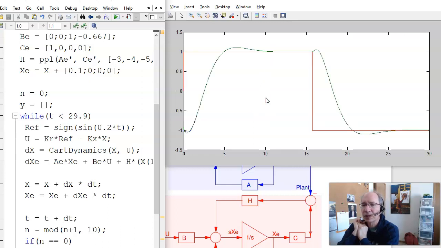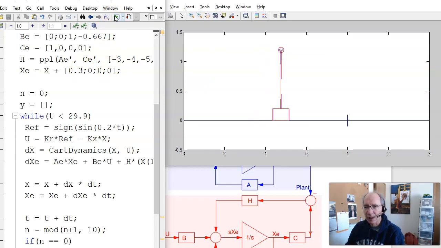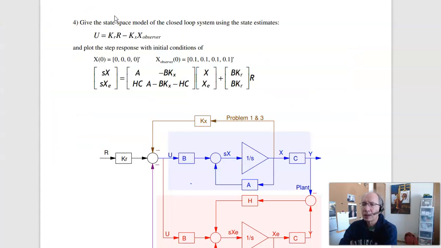So this is behaving pretty well. I want to make the error a little bit bigger. Let's try that. Initially a bigger starting transient, but pretty quickly converges. Let's see, going on to problem 4.